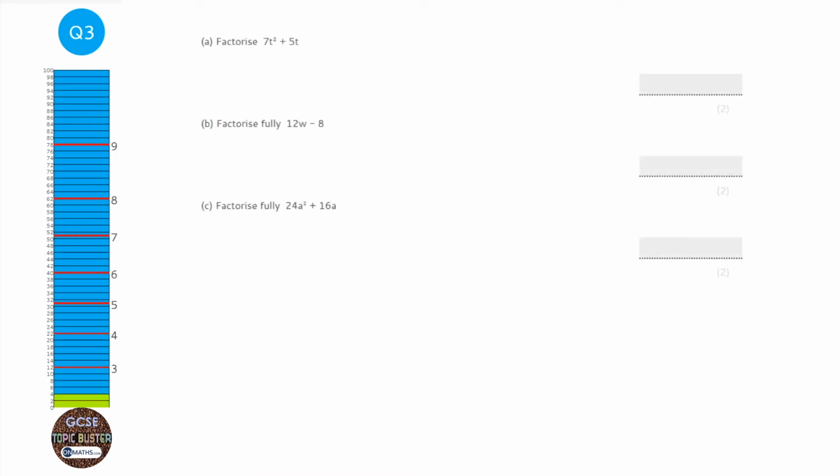Okay, factorize means put it into brackets. So looking at the first one, there's a t I can divide out of both of them, so I put t on the outside of the bracket, but there's no number because 7 and 5 don't have anything that goes into both of them. So I think, what do I times t by to get to 7t squared? Well, it's going to be 7t. And what do I times t by to get to 5t? Well, it's just going to be 5. You can check your answer by expanding the bracket, it makes 7t squared plus 5t, which it does.